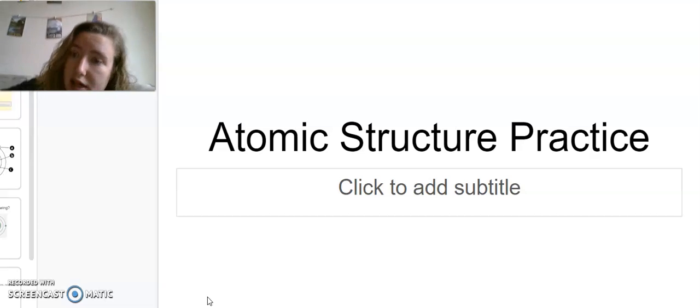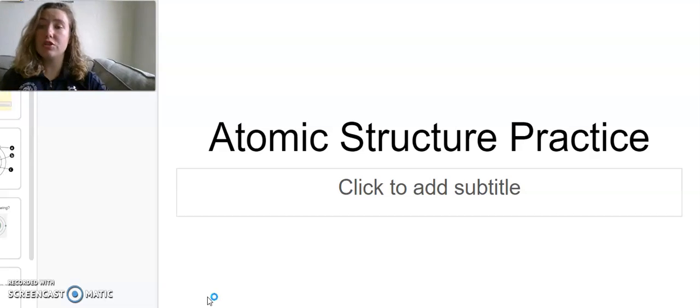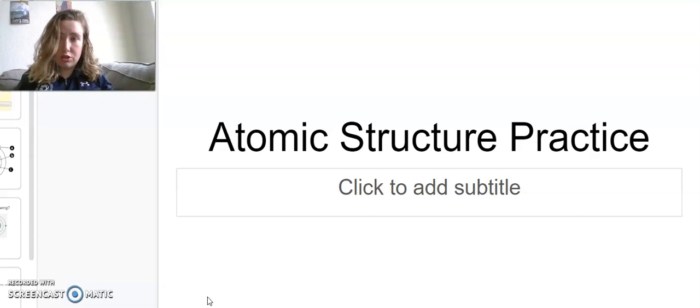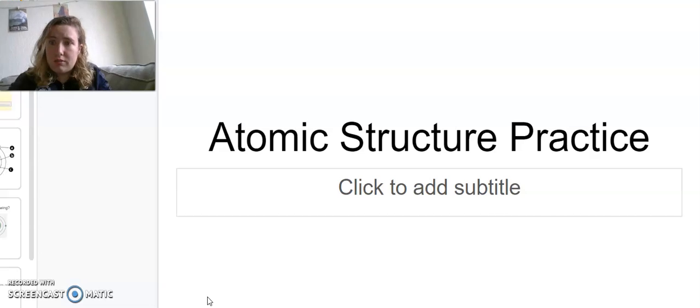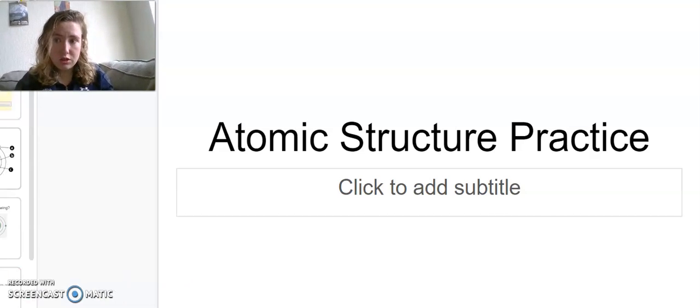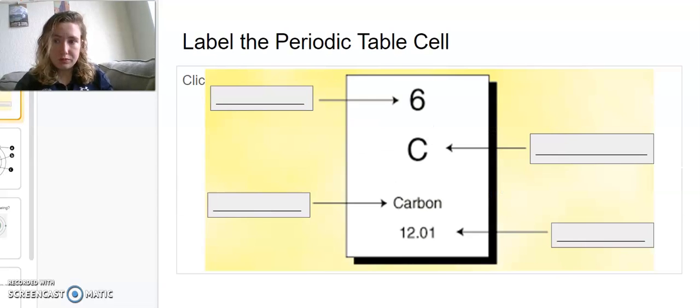So I know it's not the perfect situation, but we do need to make sure we're understanding things as best as possible. And this seems like a good way to make sure you have access to all the right answers for our in-class work. So, first part of this assignment was label the periodic table cell.